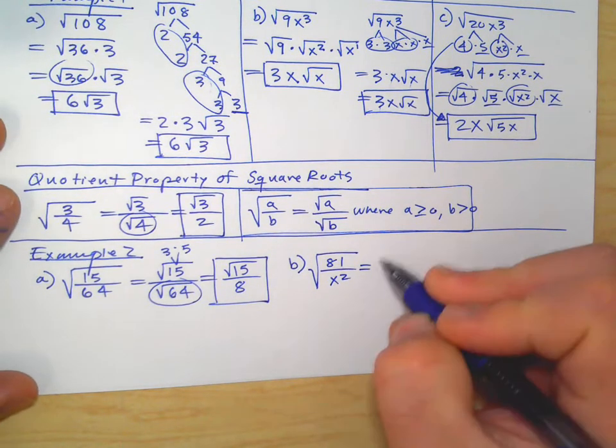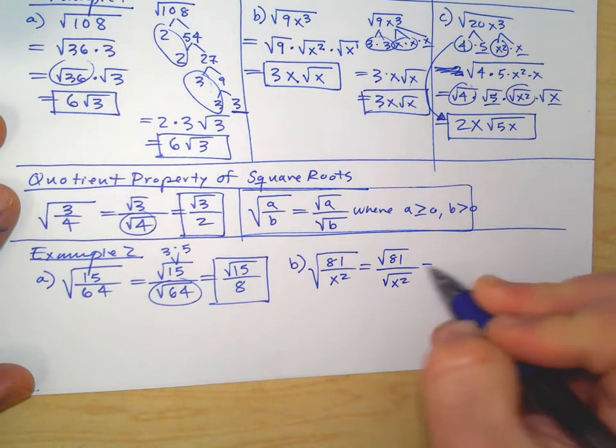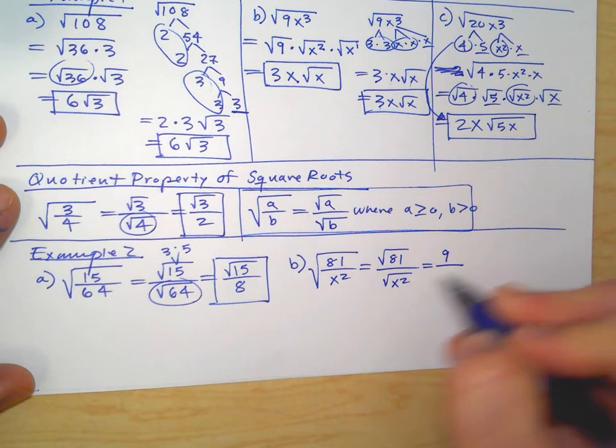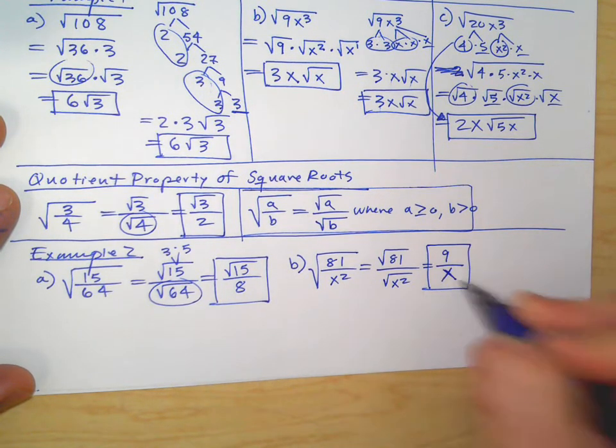So we can break it up. Square root of 81 with the square root of x squared. Square root of 81 is 9. Square root of x squared is x. And that's your simplified answer.